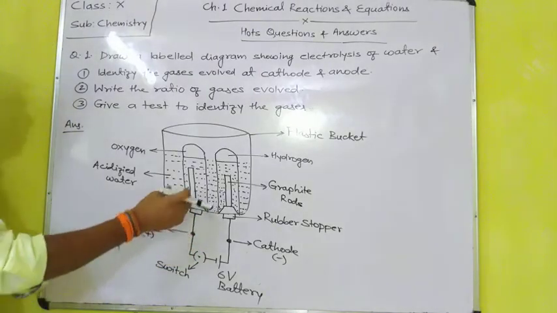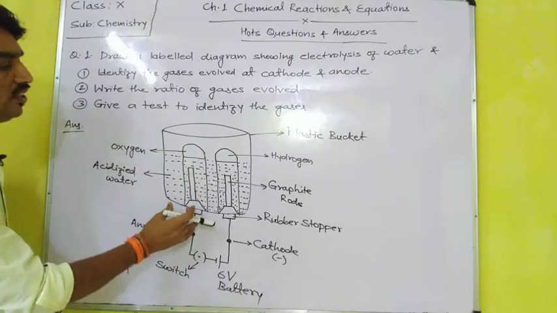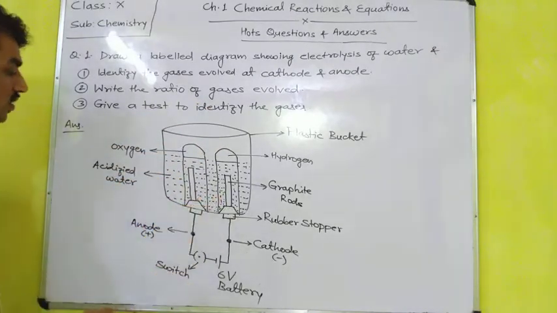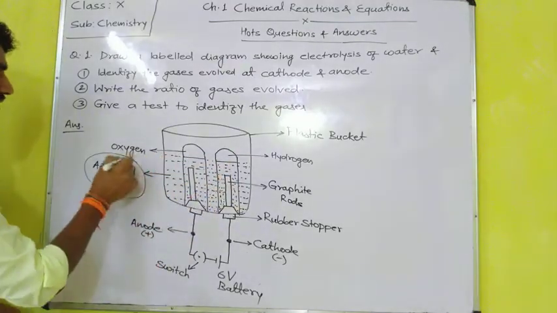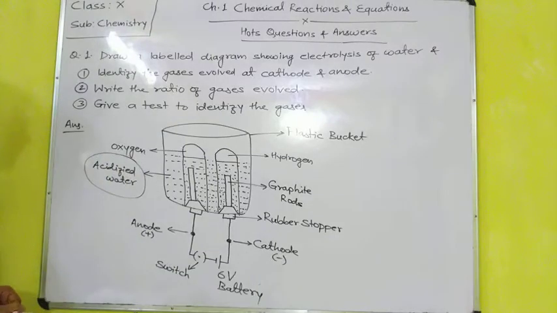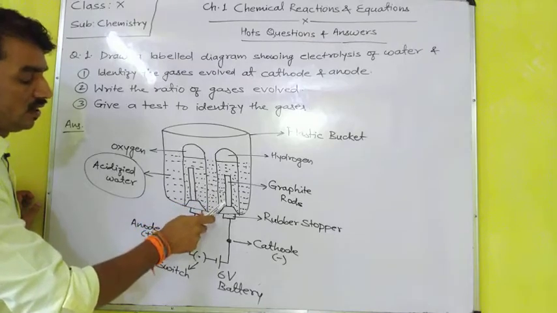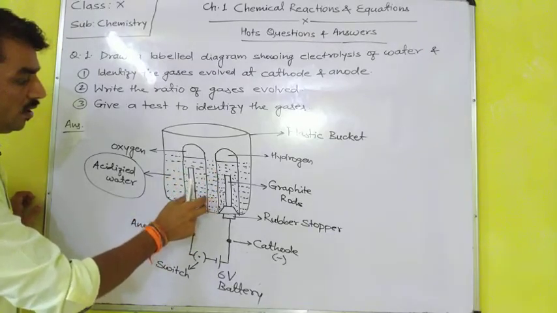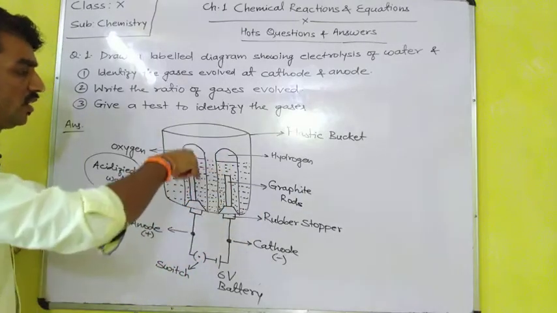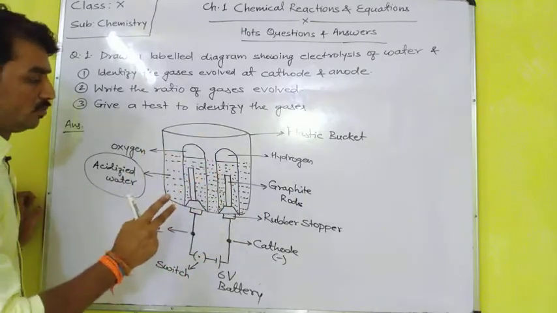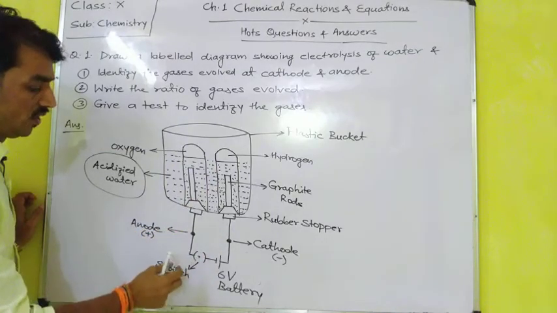Now above the graphite rods we have to put inverted test tubes filled with acidified water. The whole bucket we have to fill with acidified water. We have to arrange the two test tubes in this way, inverted above both of the graphite rods, and after that we have to connect them to a battery.